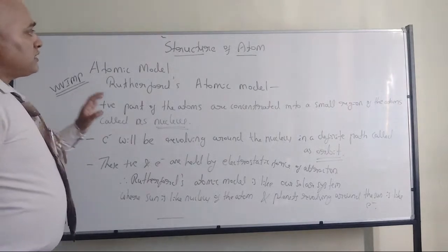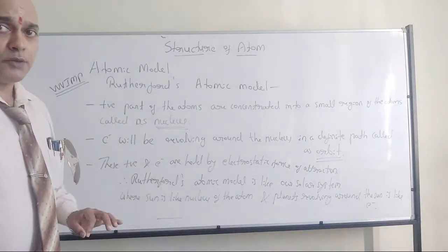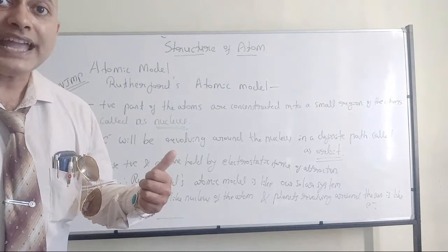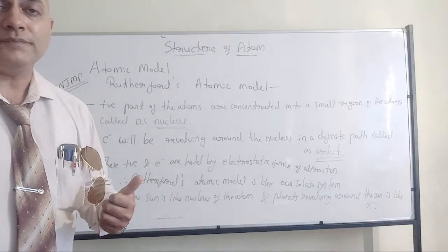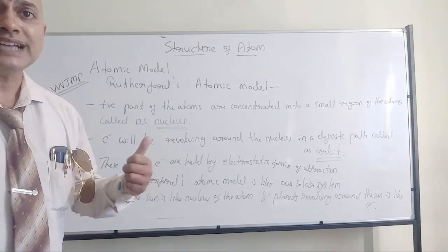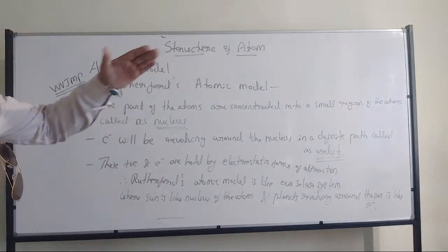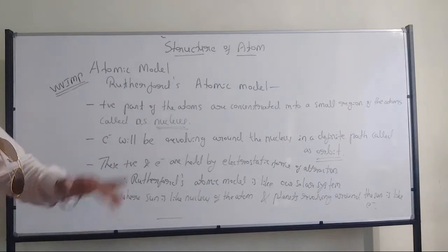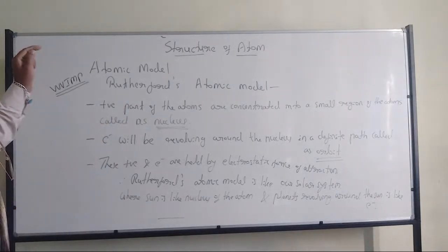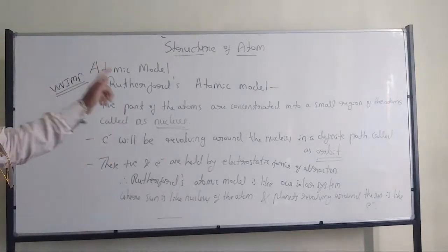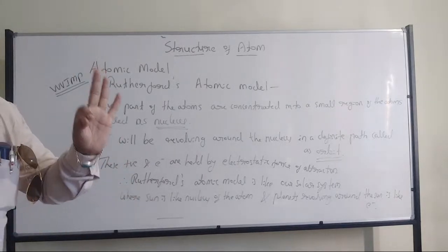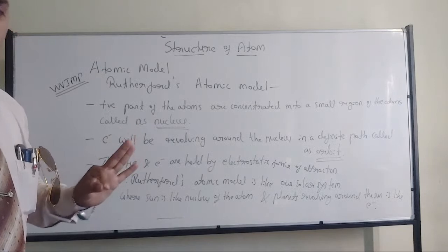Now, if you come to Rutherford's atomic model, in your exam they can ask, explain Rutherford's experiment on gold foil, or alpha particle scattering experiment, that is different, and explain the conclusion of Rutherford's experiment, that is different, and explain Rutherford's atomic model, that is different. So based on the same concept, 3 types of questions can be asked.